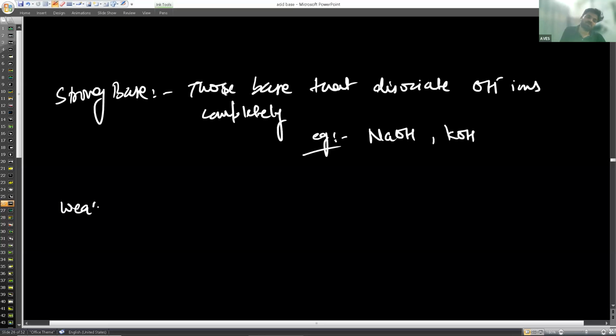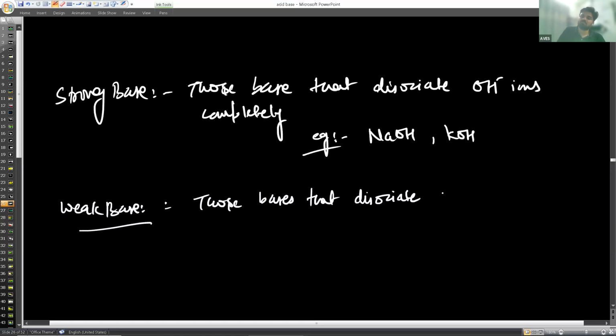Weak bases are those bases that dissociate OH negative ions partially or incompletely.